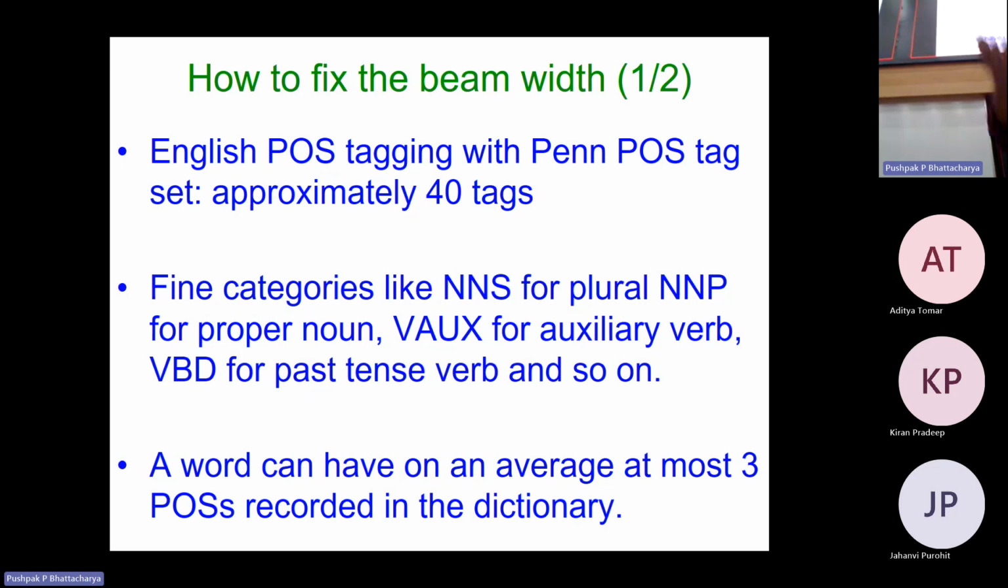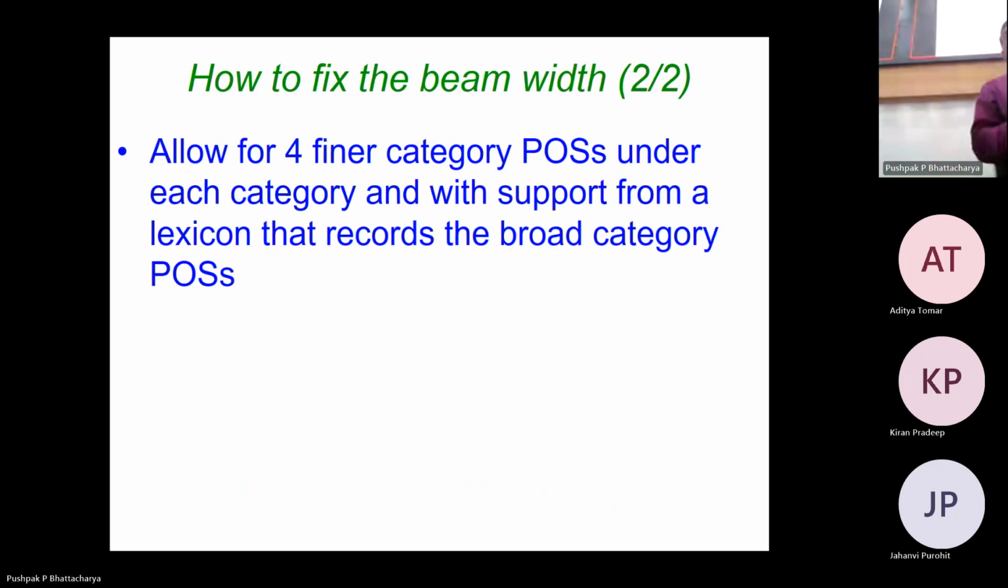Of course, the word above can be in all major parts of speech: noun, verb, adjective, adverb, preposition, everything. So allow for 4 final category parts of speech under each category, with support from a lexicon that records the broad category part of speech. This is the method of thinking which goes on. When you are doing your assignment, you'll have to fix the beam width. How will you do it? We'll do it from these considerations: the average number of POS tags per word, and the final category POS tags, which are there in the Penn text.